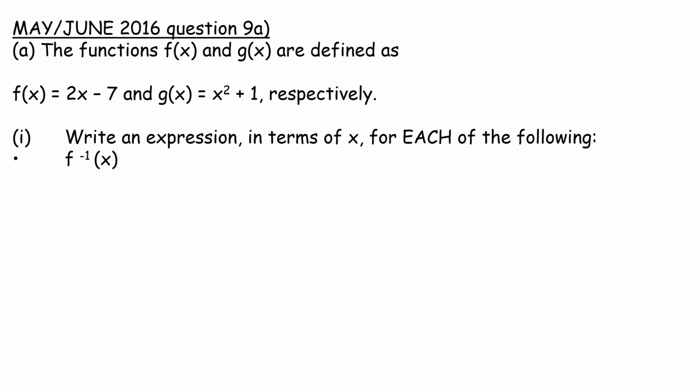May 2016 question A. It says f of x is 2x minus 7 and g of x is x squared plus 1 respectively. Write an expression in terms of x for each of the following. F inverse x. So f of x, let me write it here. F of x is equal to 2x minus 7.